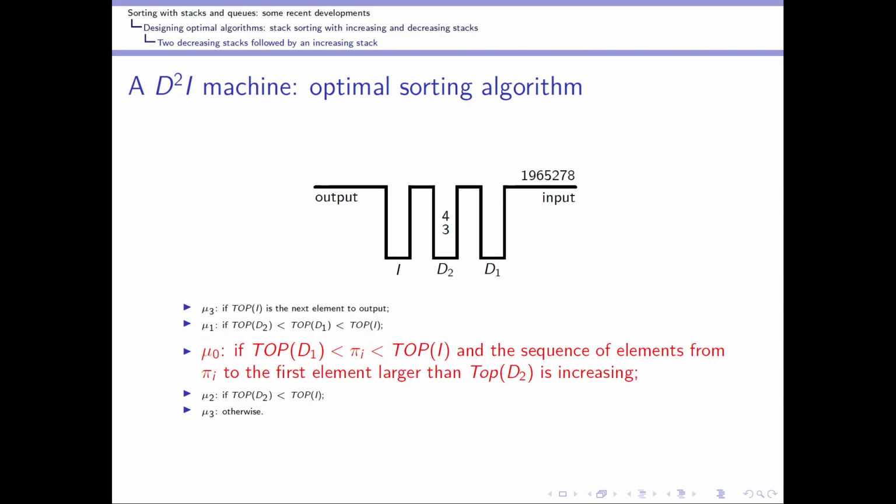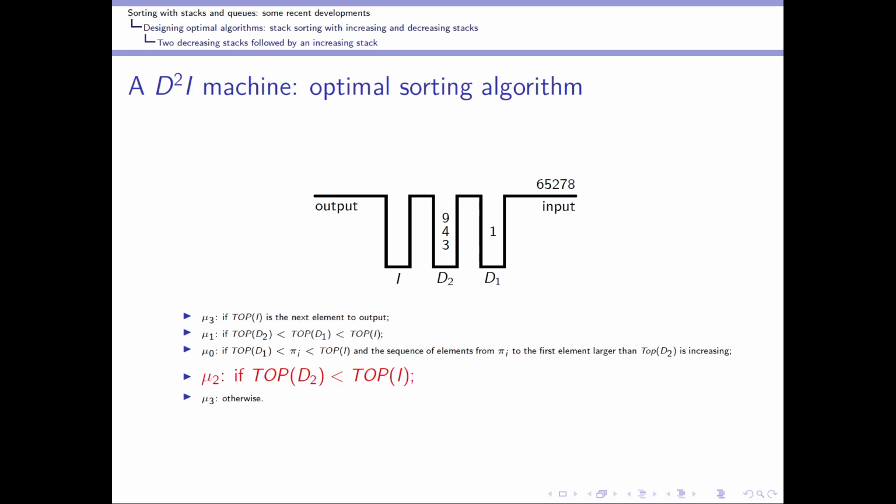Another interesting case is the following. Again, you have 2 possibilities, either performing mu0 or mu2. Again, you start by checking if you can perform mu0. Again, these 2 inequalities are vacuously satisfied, and it turns out that now you have to check this prefix of the input. You take all the elements starting from 1 to the first element larger than 4. So in this case, this is the sequence 1, 9. It is increasing, so you can perform mu0.